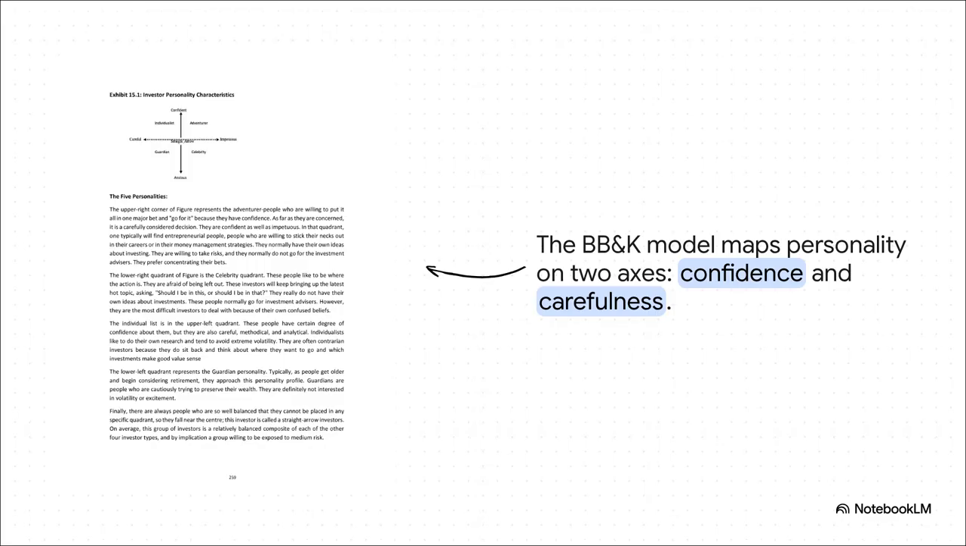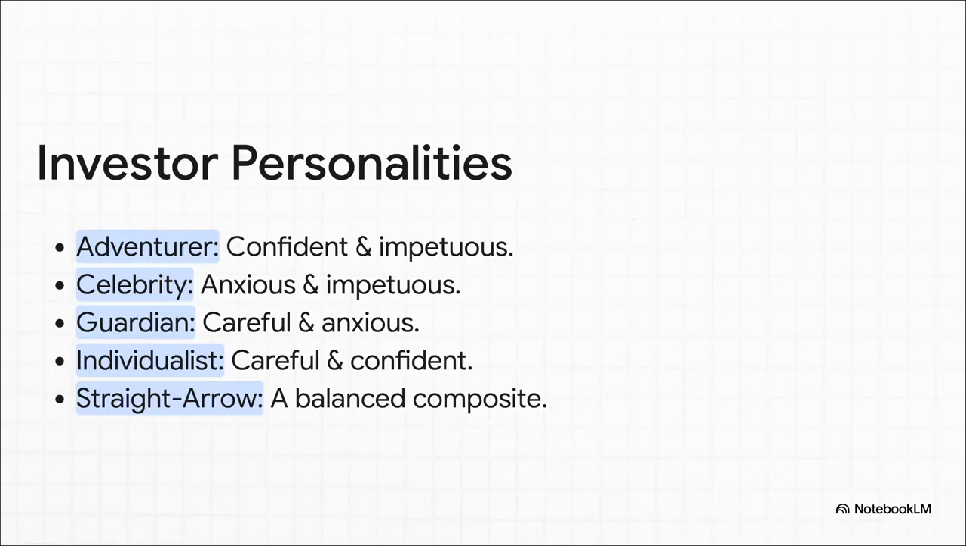Now this might look a little complicated, but don't worry about the details here. This is a classic model for understanding investor psychology. The key takeaway is that it maps out an investor's personality along two simple lines. Are they generally confident or anxious? And are they generally careful, or are they a bit impulsive? Where they land on this chart tells us a ton about how they're likely to act, especially when things get stressful. And that model gives us 5 pretty distinct investor personalities.